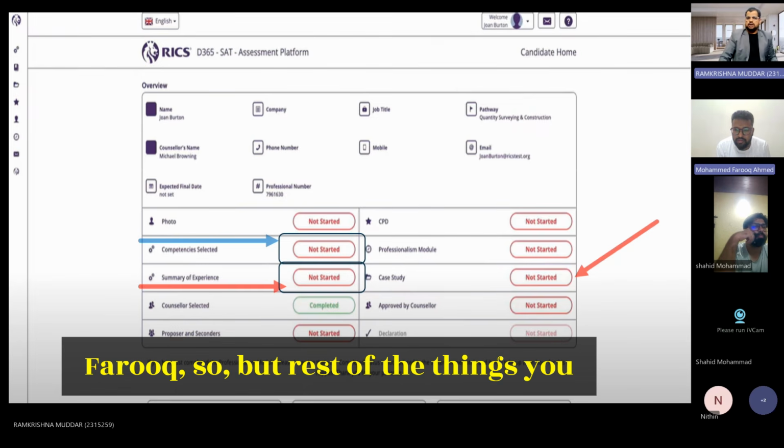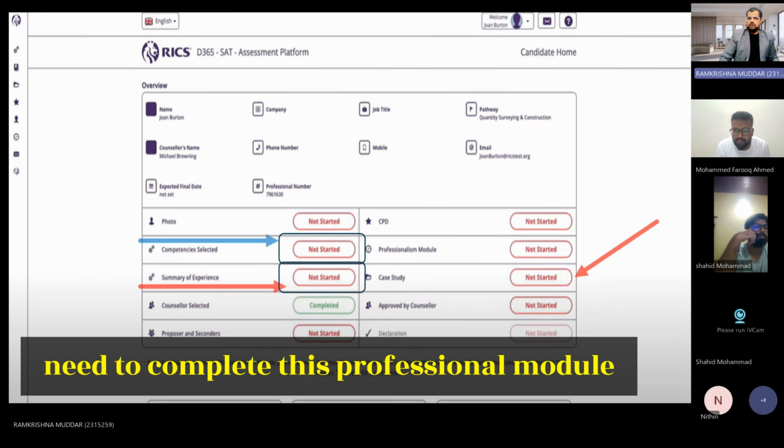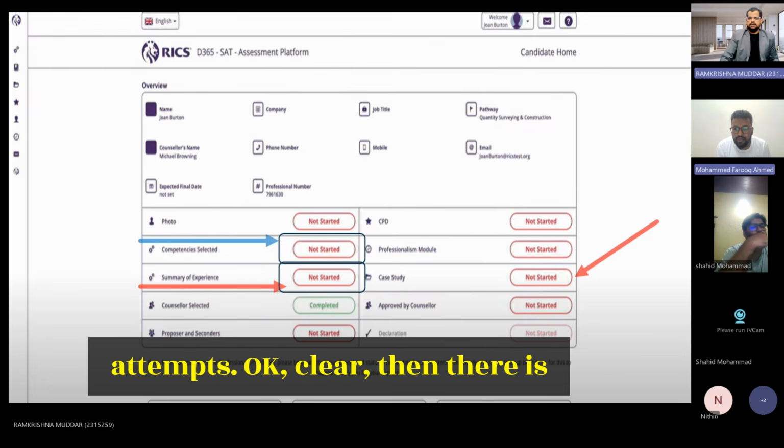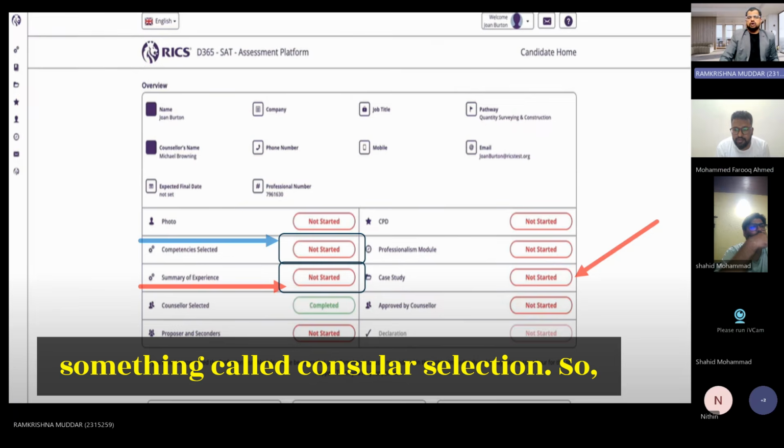Clear, Mr. Farooq? The rest of the things you need to complete for this professional module, because it will take 3 to 4 attempts. Okay. Clear? Yes. Then there is something called counselor selection.